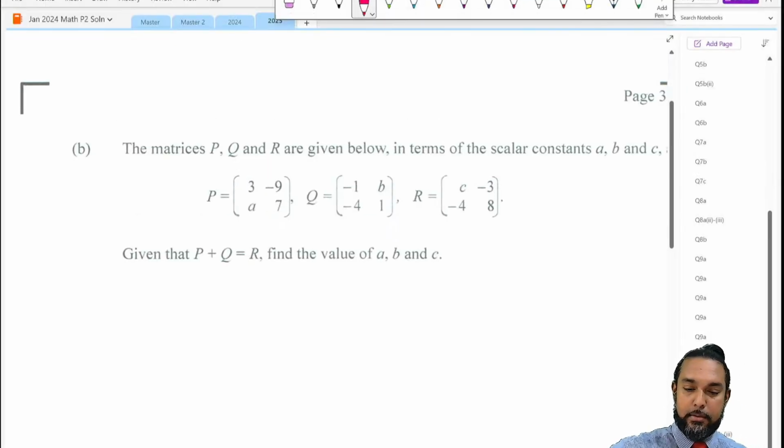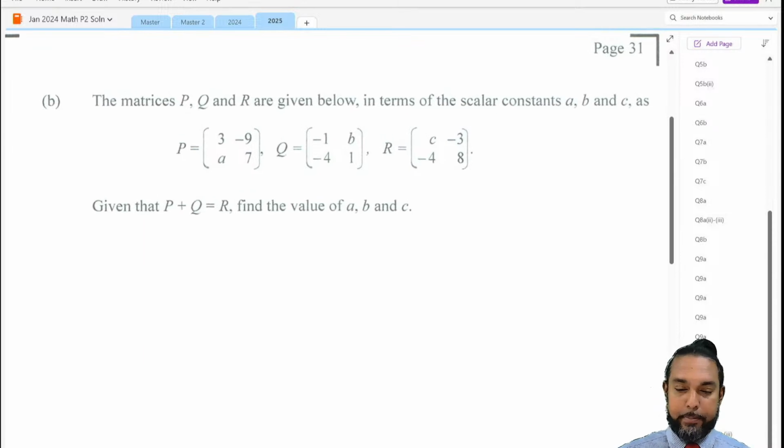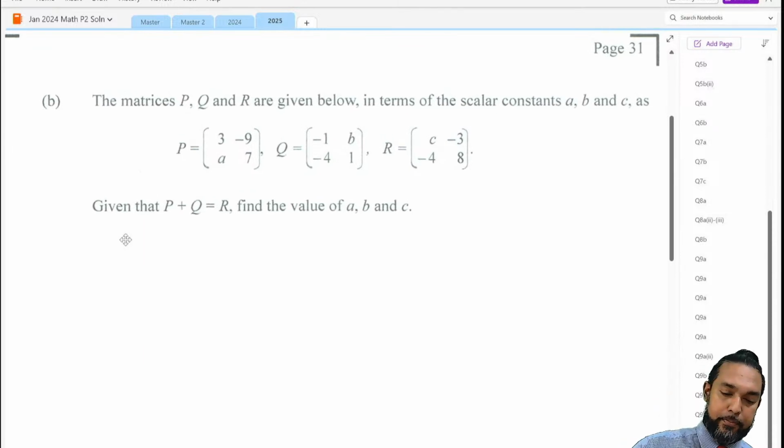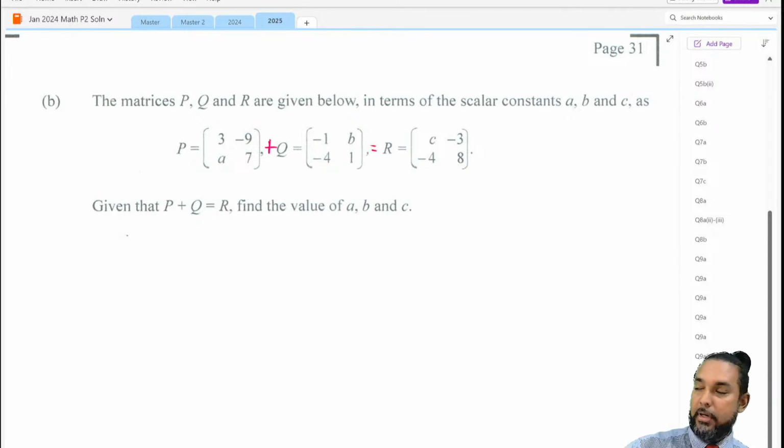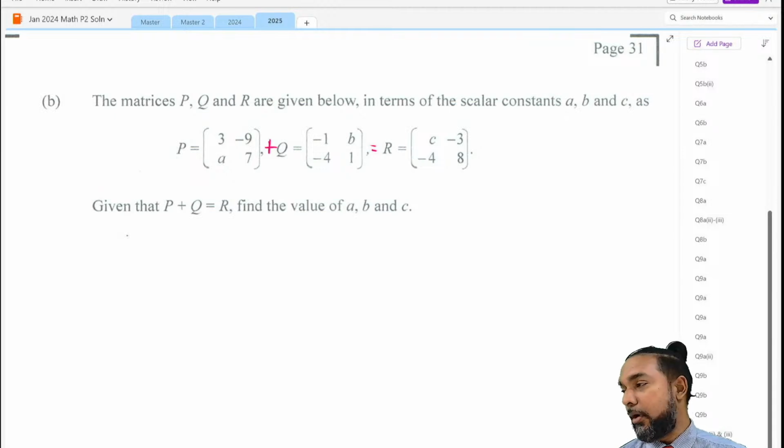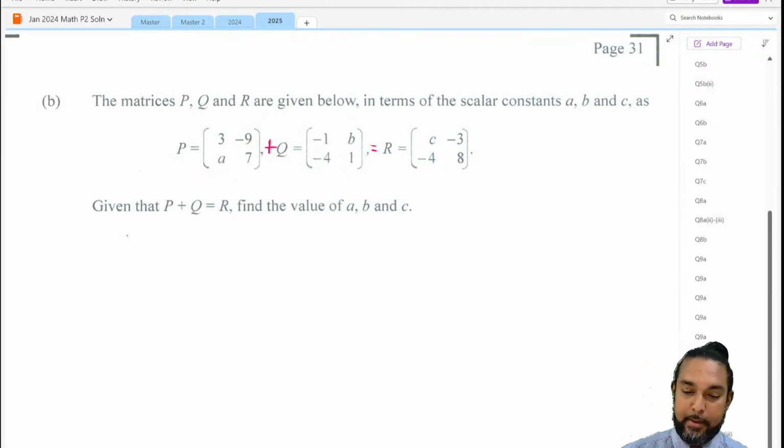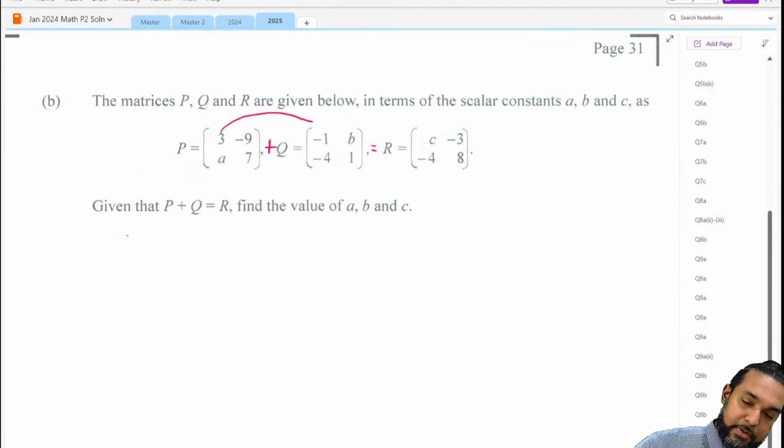Right. So let's set it up. P plus Q is equal to R. When we add matrices, you add corresponding elements.